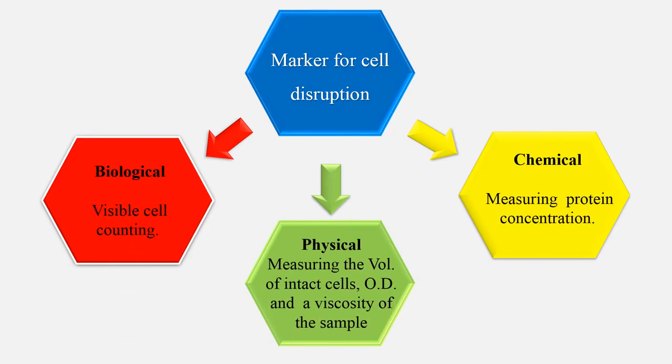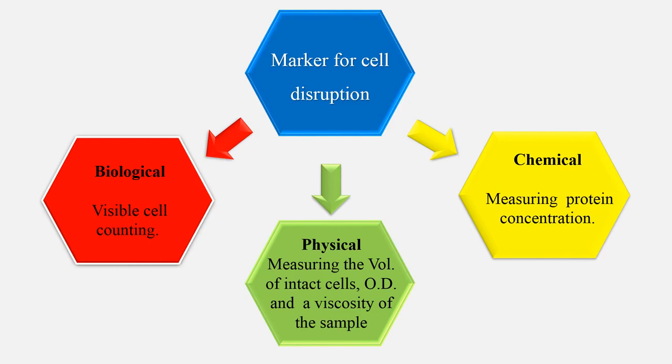So after disrupting the cell by using one of the above methods, we need to assess the degree of disruption. Was the method effective to disrupt the cell or not? بعد أن تم تحطيم الخلية باستخدام إحدى الطرق أعلى، نحتاج إلى تقييم هذه الطريقة. هل كانت الطريقة فعالة لتحطيم الخلايا أم لا؟ There are three different markers to assess the degree of cell disruption.